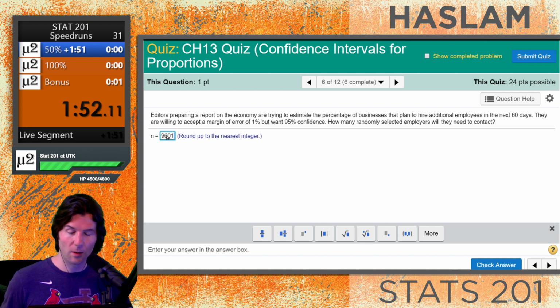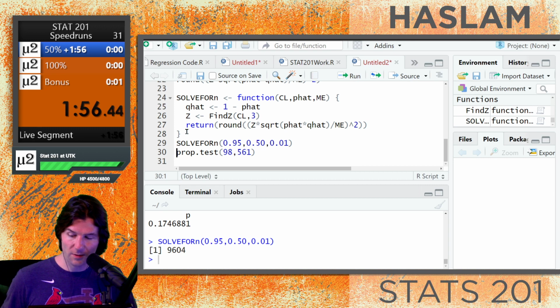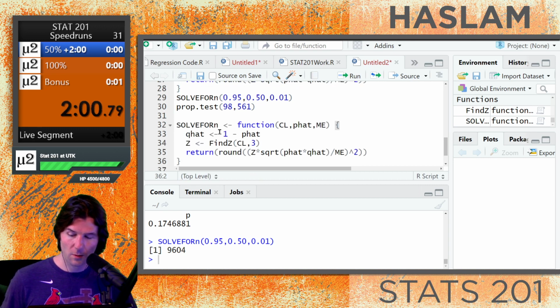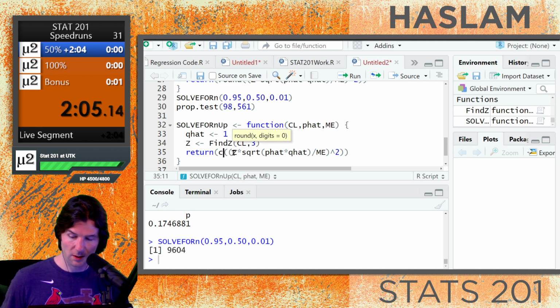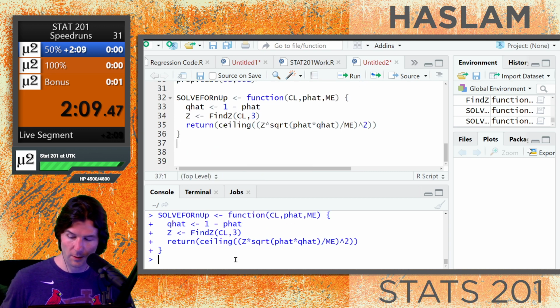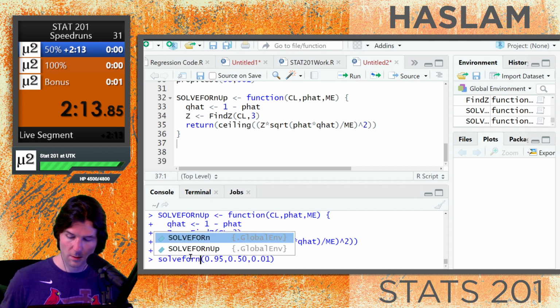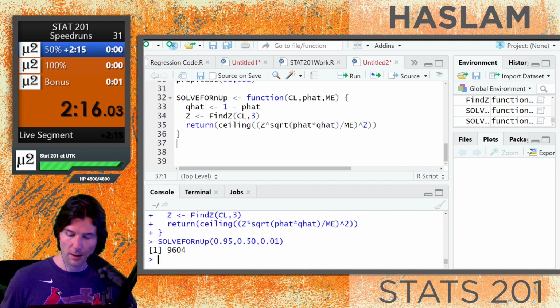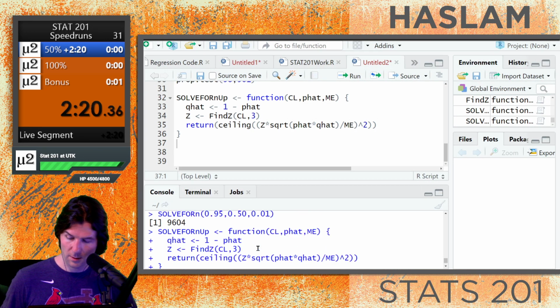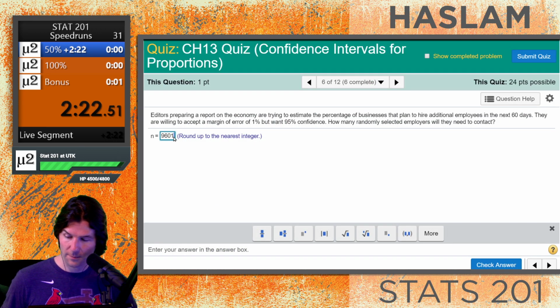Round up. Oh, no, no, no. Okay, so this will mess us up right here. And we have to change this. We have to go solve for n up. And then we have to go here to ceiling. Okay. And then we have to rerun our code with this. 9604. So, wait, what? Oh, it was 9604 the first time. I just mistyped it.